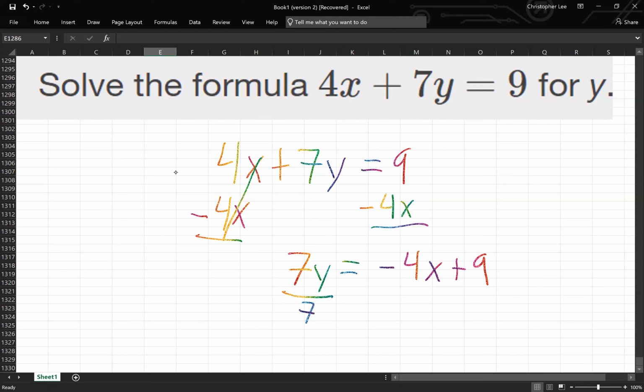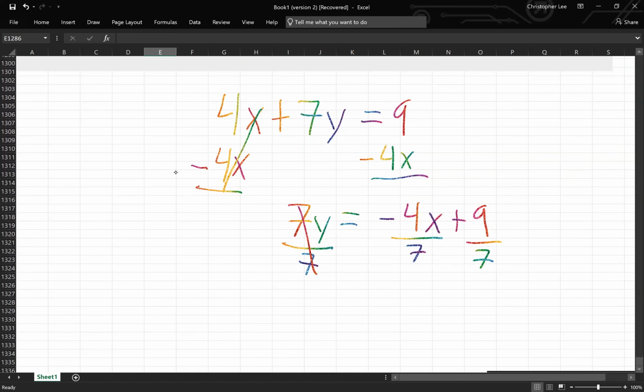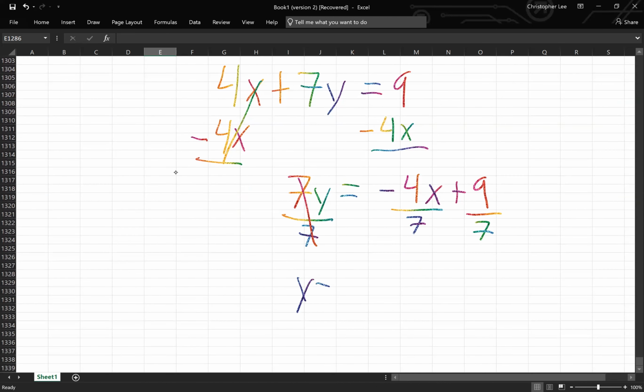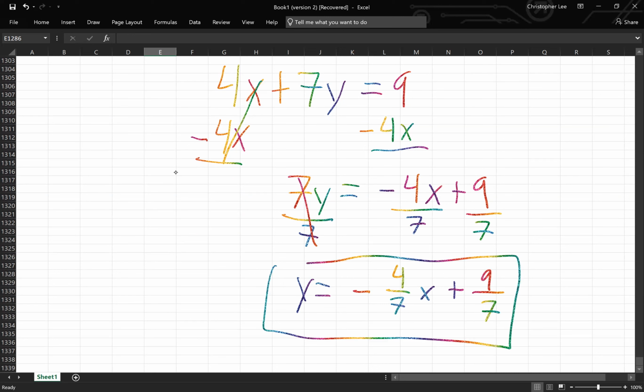Then I want to divide by 7, and what I do to one side of the equation, I have to do to the other side of the equation. Just like that. So now what do I have? y is equal to negative 4 over 7x plus 9 over 7. And that will be my final answer.